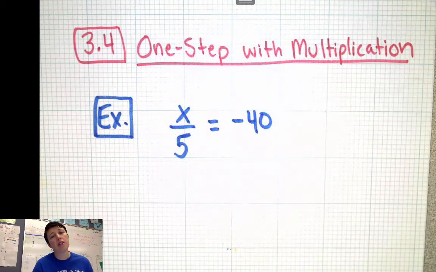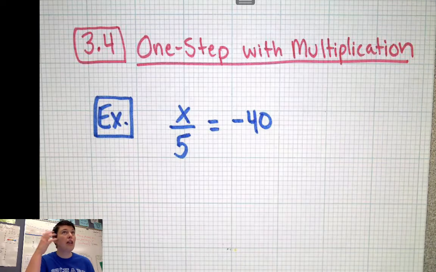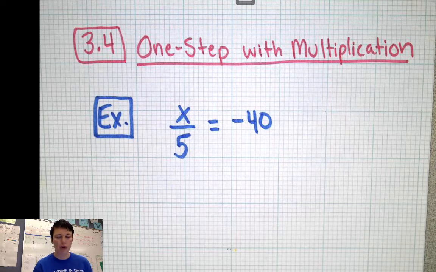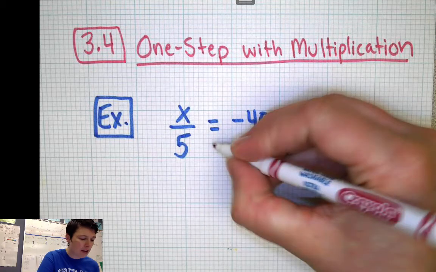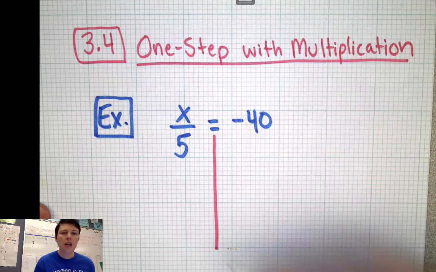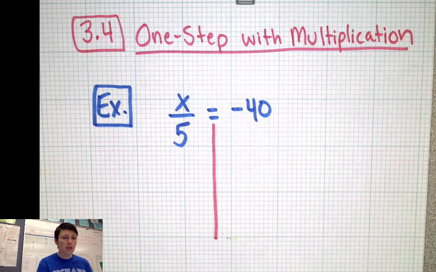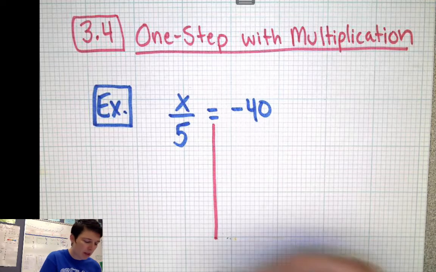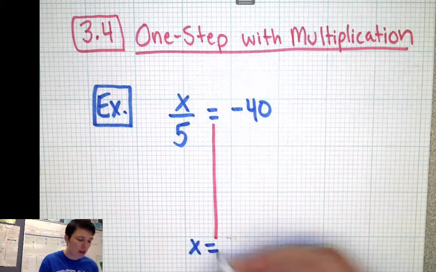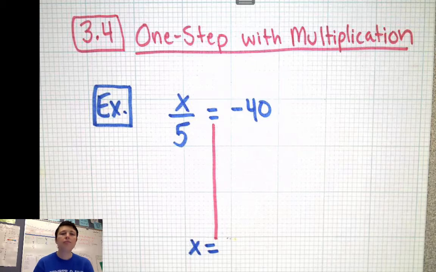Now it's very possible you're able to think of an answer in your head, like, okay, what can I divide by 5 to get -40? But again, we're trying to show our work. We're trying to show our steps. So what I'm going to do for this problem is put a line down the middle where the equal sign is. And I'm going to picture at the bottom the answer. At the very bottom, I'm expecting x to equal a number, an answer.